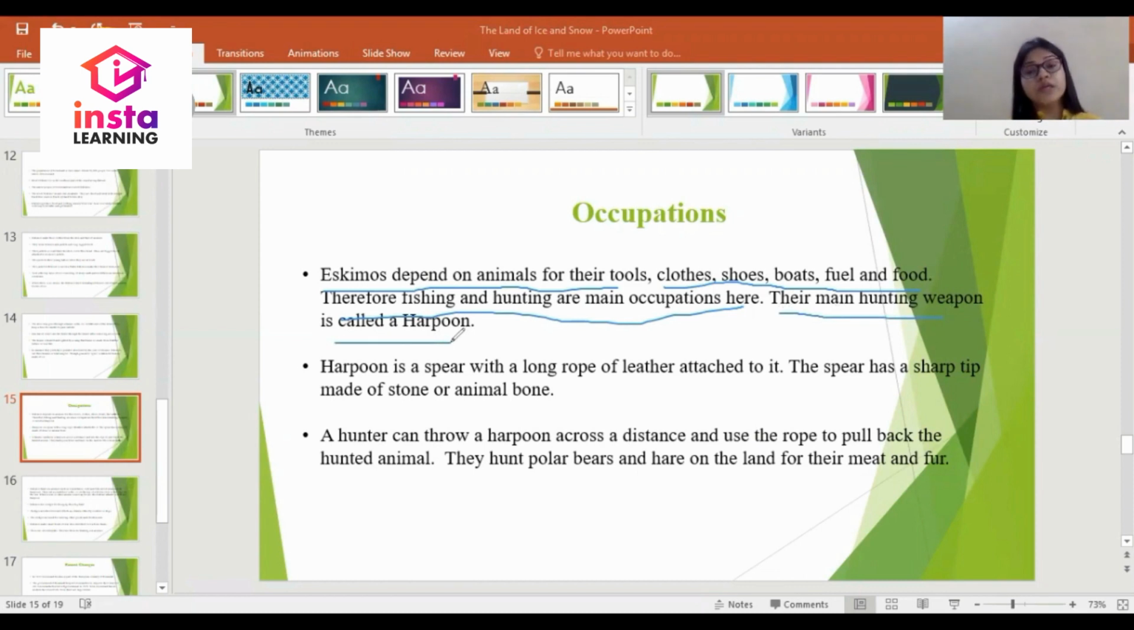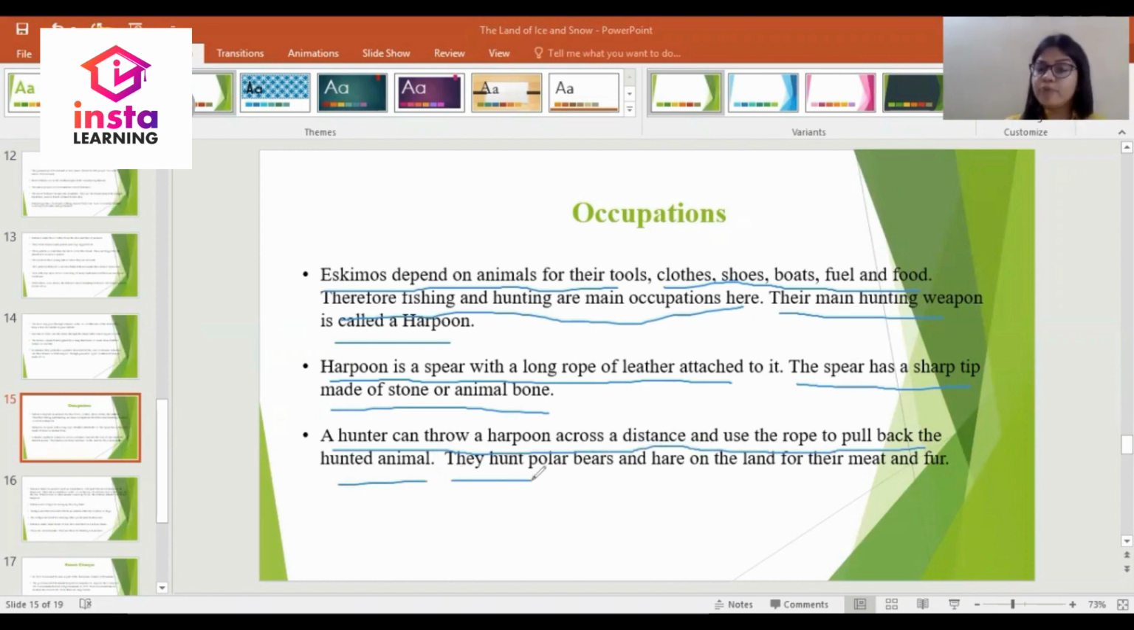What is harpoon? Their hunting weapon. The hunting weapon is called harpoon. A harpoon is a spear with a long rope of leather attached to it. The spear has a sharp tip made of stone or animal bone. A hunter can throw a harpoon across a distance and use the rope to pull back the hunted animal. Dear student, they hunt polar bears and hare on land for their meat and fur.